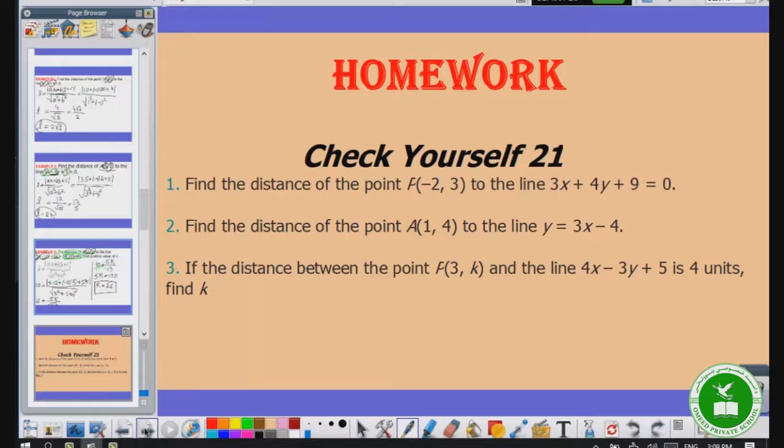Next, homework. Check yourself. Number 27 is your homework.